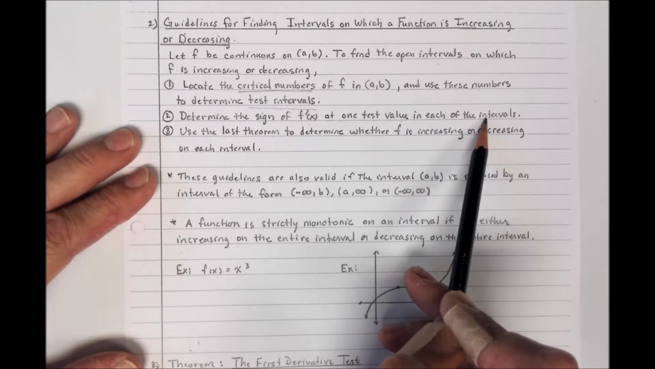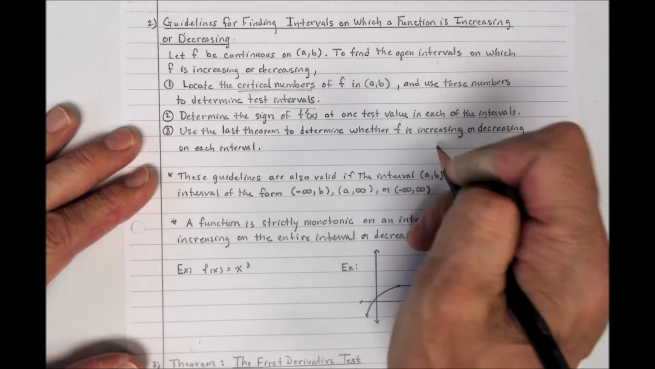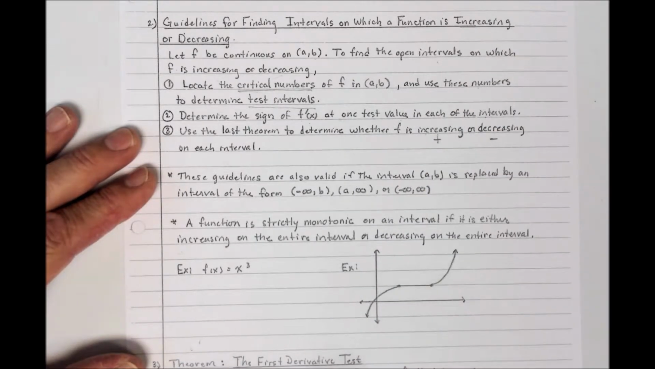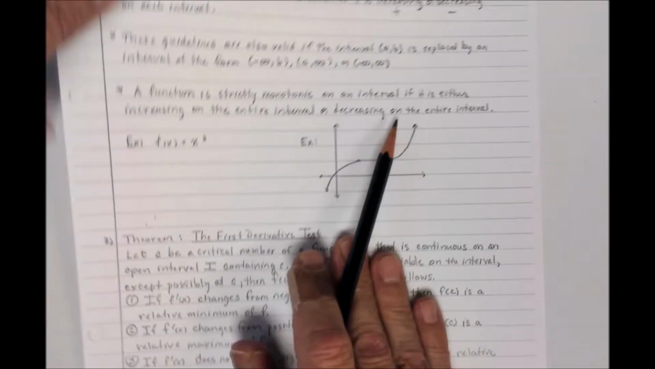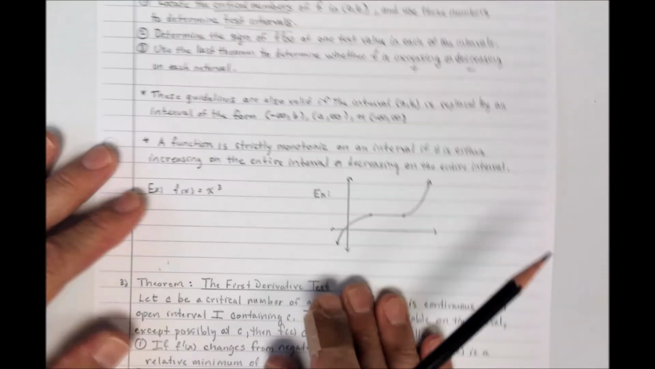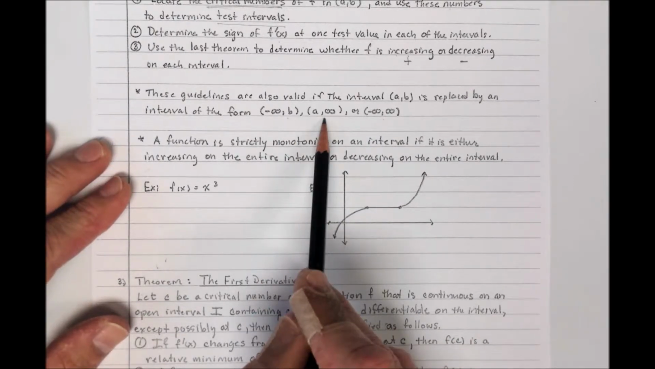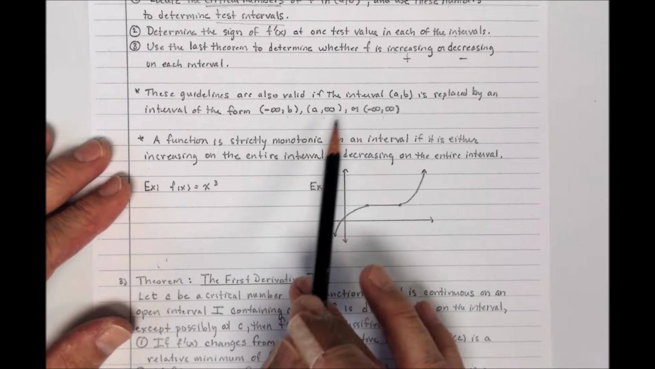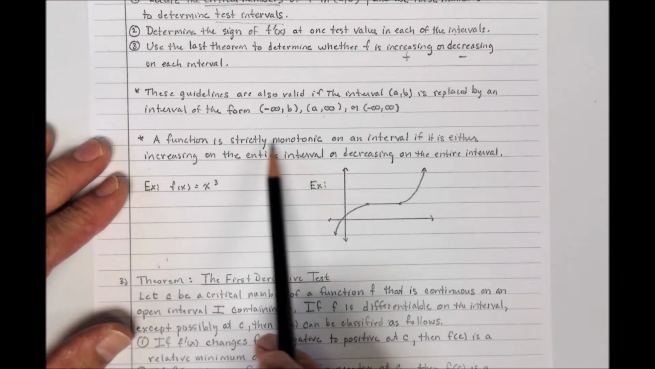And then, of course, we're going to use the theorem, which is the test for increasing and decreasing, to determine whether that means they're increasing or decreasing, whether they're positive or whether they're negative. Okay? Now, I can use this not just on an open interval AB, but I can do this on all real numbers, or all numbers smaller than b, all numbers greater than a. Other types of intervals, you know, the infinite intervals. A function is strictly, there we go.